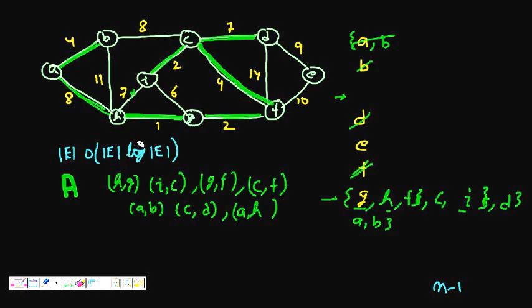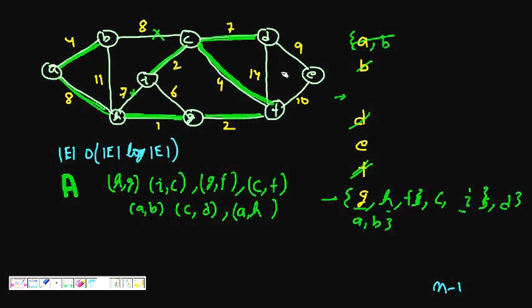Now if we come to BC, what happens? We find set of B and find set of C. B is here and C is also here, so if you choose this one, it will form a cycle. If I join BC, it will form a cycle, so we don't choose this one. BC is not chosen. After 8, we should look at 9.